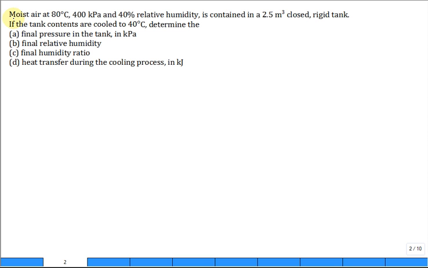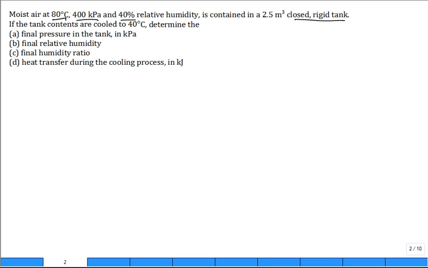Let's remind ourselves of the problem. We have moist air in a rigid closed tank. It's hot, it's high pressure, and it has 40% relative humidity. And then the tank is cooled to a certain temperature. You're asked to calculate things like the final pressure in the tank, the final relative humidity, final humidity ratio, and the heat transfer during the process.